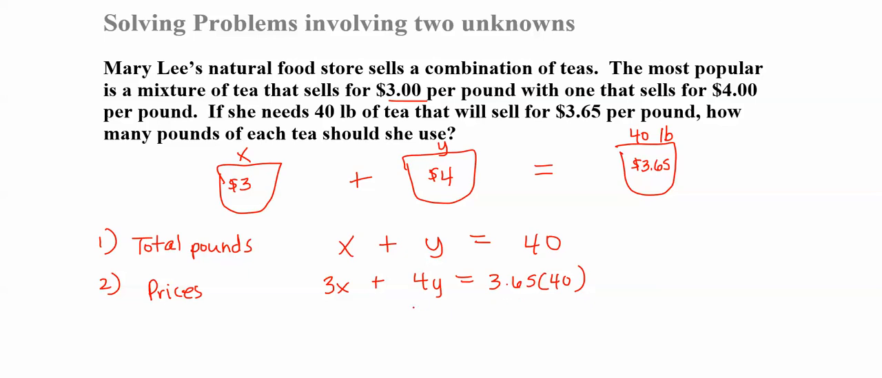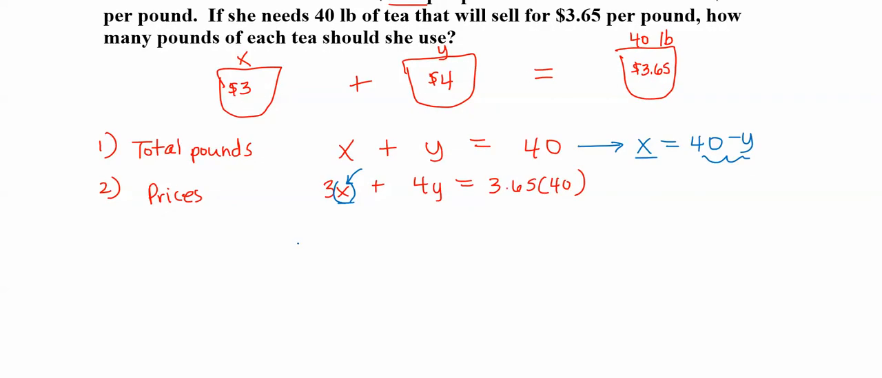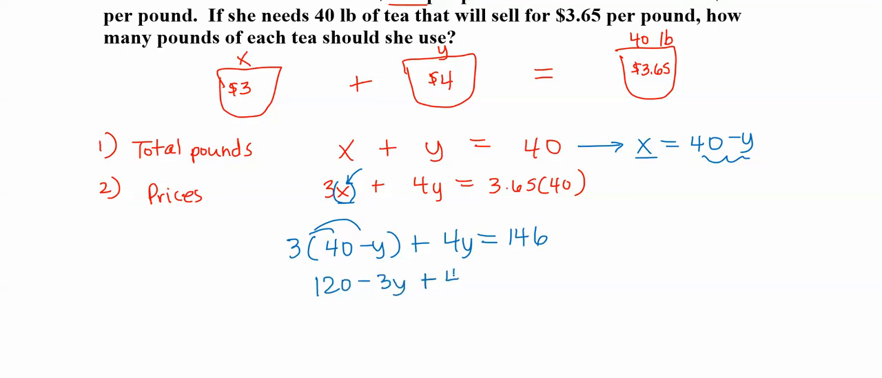So now let's look at the first equation, and we need to get a letter alone. So I'm going to get x alone here. So x equals 40 minus y. Underline x in the second equation and substitute 40 minus y in for x. So let's rewrite that equation. 3 times 40 minus y plus 4y equals, and let's solve 3.65 times 40 and we get 146. Now distribute 3. And we get 120 minus 3y plus 4y equals 146.